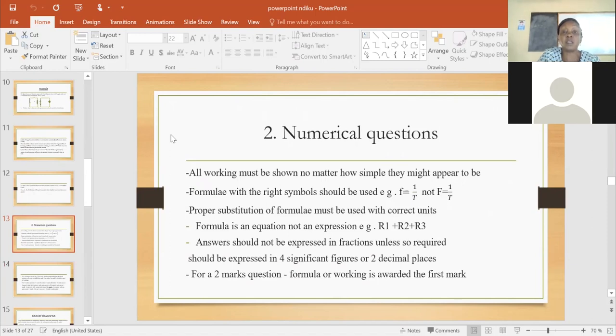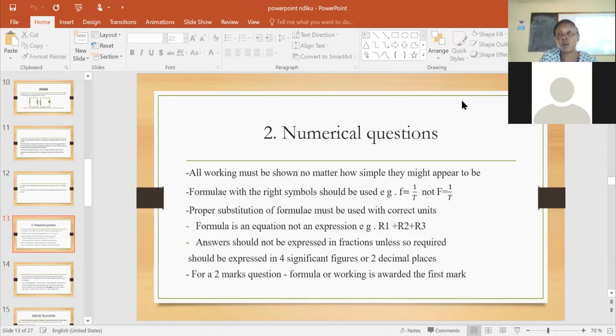We have the second type of questions, the numerical questions. When it comes to the numerical questions, all working must be shown, no matter how simple it might be. If working is not shown, then you might not score a mark. When you are writing formulas, the correct symbols must be used.